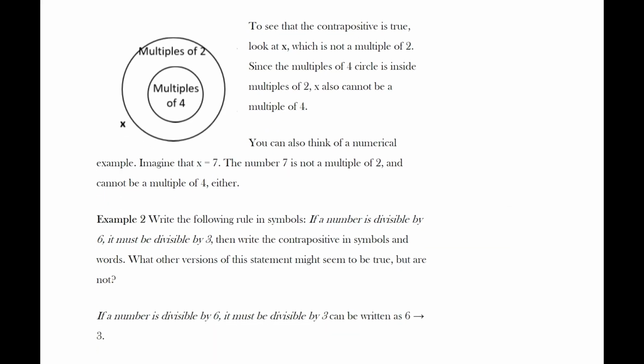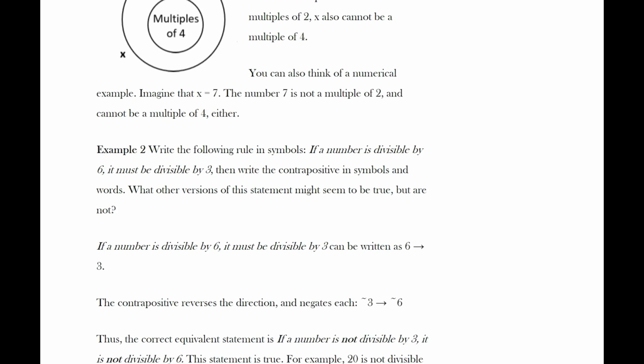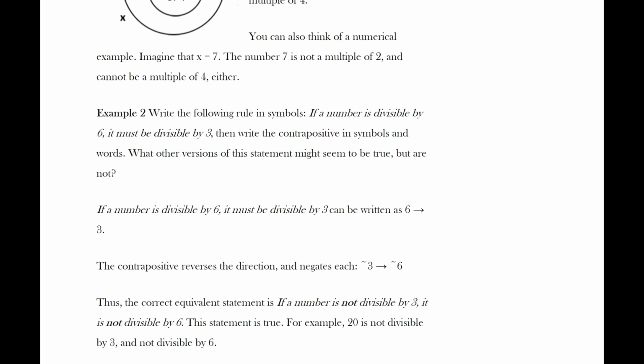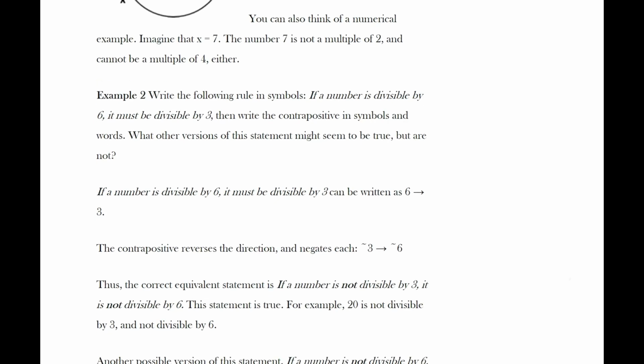So if a number is divisible by 6, it must be divisible by 3. That can be written with 6 arrow 3: if divisible by 6, then divisible by 3, or whatever symbols you used are fine. And so when we negate it, it's not 3 arrow not 6, right? You have to reverse the direction and put nots in front.